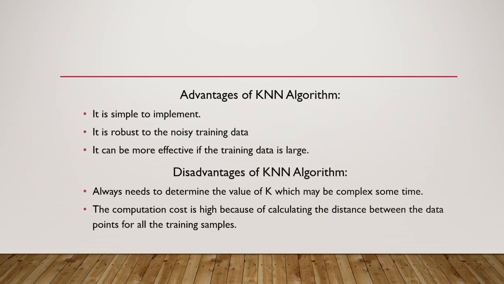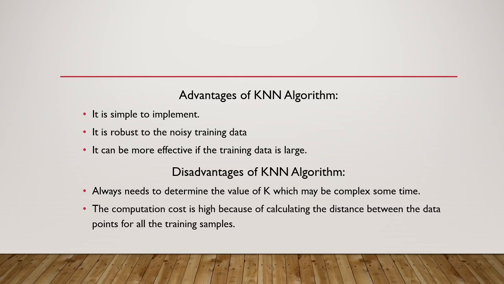So why did I choose the KNN algorithm? Because it's simple to implement, it's robust to noisy training data, and it can be more effective if the training data is large, which is my case. But it has disadvantages. You always need to determine the value of k, which may sometimes be complex. The computation cost is high because of calculating the distances between the data points for all the training samples.